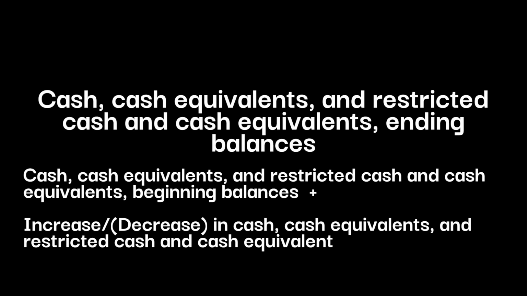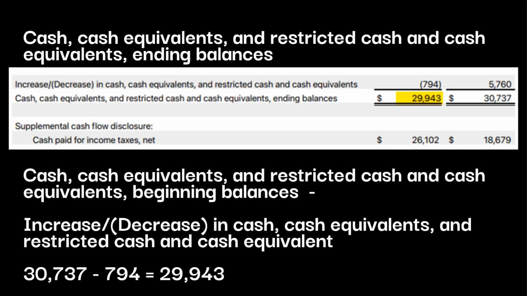Now you have cash, cash equivalents, and restricted cash and cash equivalents ending balances. So how you work on this, right? You have the previous balance, which you can see over here is 30,737. You subtract this negative 794, right? Or I should say you should add the negative 794, and you get the final value of 29,943, right? 30,737 minus 794, you get 29,943.